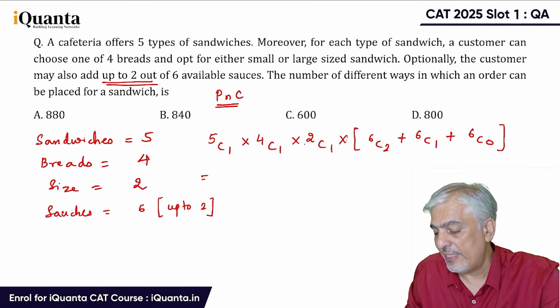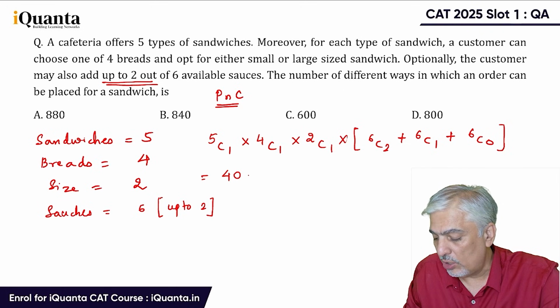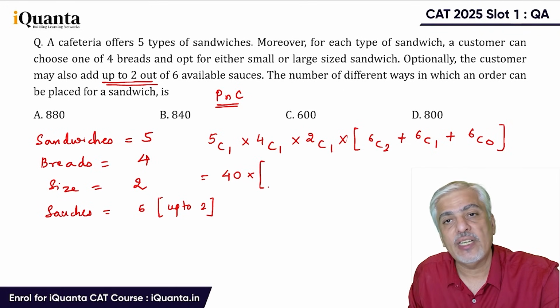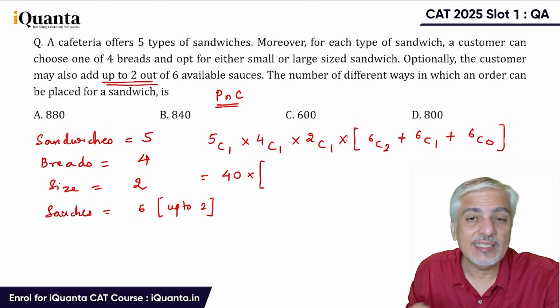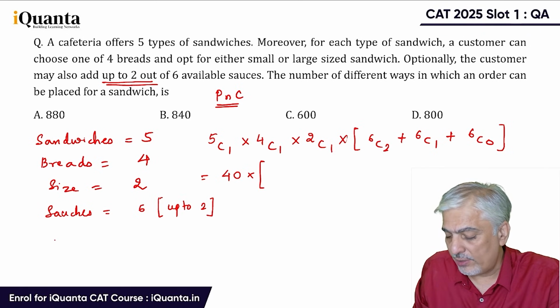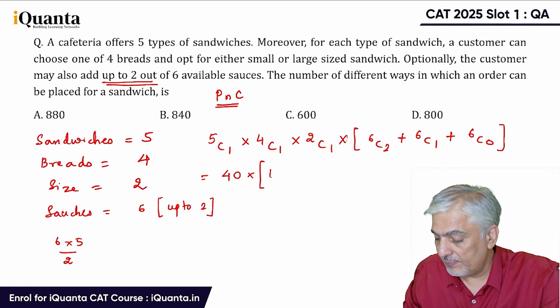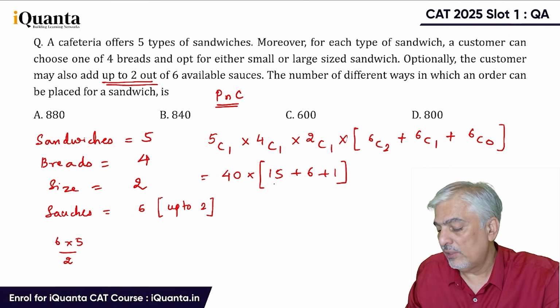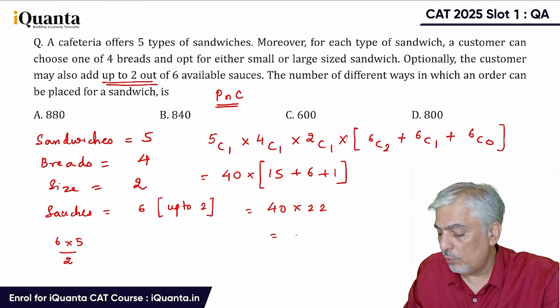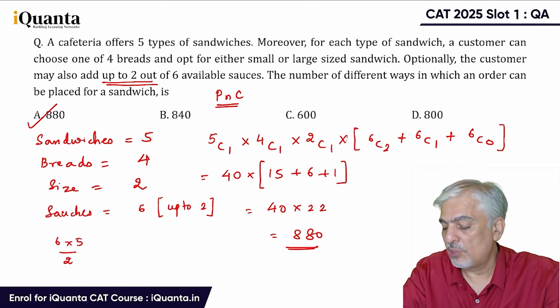So 5 4s are 20, 2 20s are 40. We have already got that. Let's do this calculation carefully. If you know 6C2 orally, that's great. If not, you would just calculate it in rough work. 6 into 5 upon 2, which is 15. 6C1 will be 6, 6C0 will be 1. So this will be 21 plus 1, 22. So it will be 40 into 22, which is 880, which is the first option.